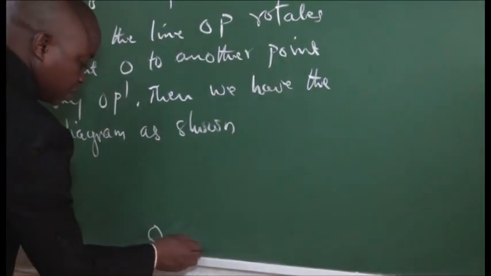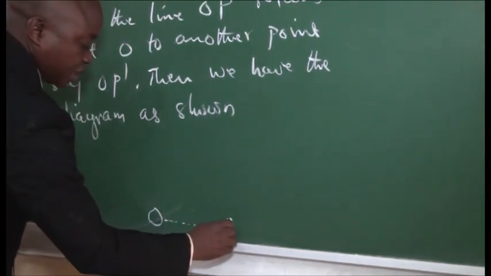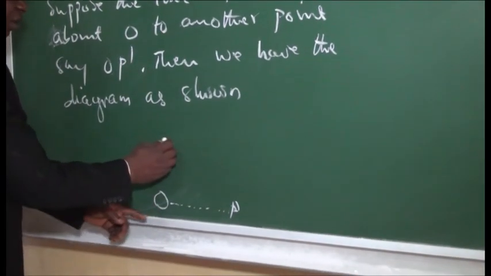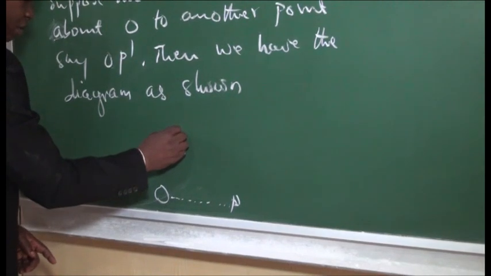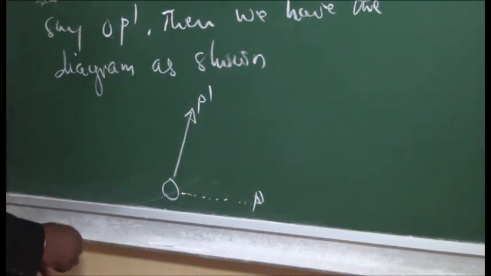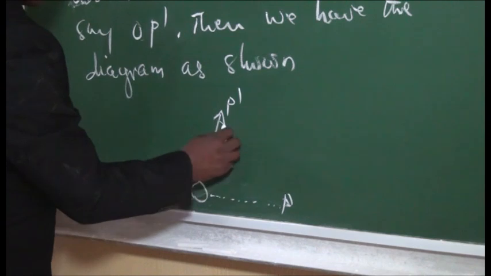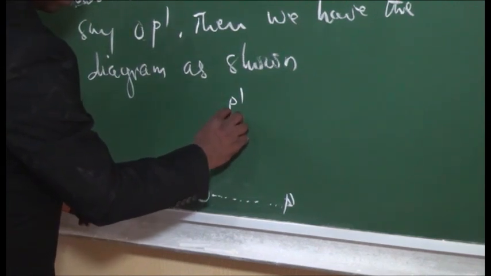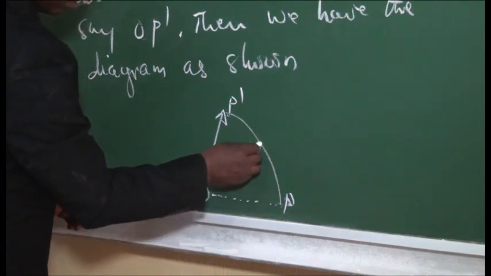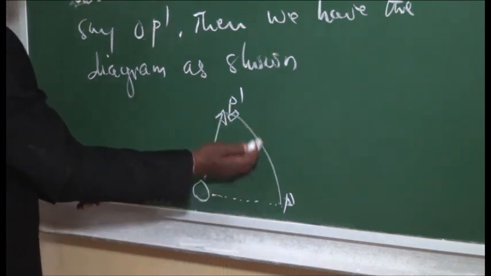At this point, which was P, it means that it has left this point to another point. Call this place P prime. And so this is the rotation. This is the rotation from here to here. It's moved from P to P prime.